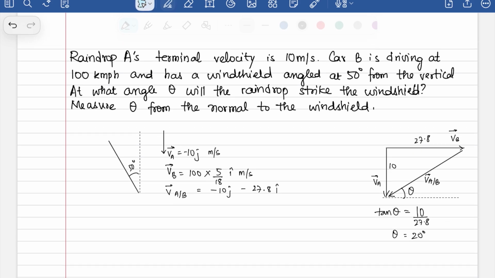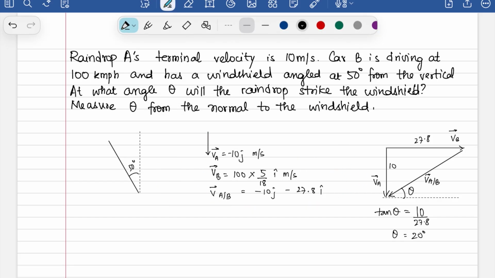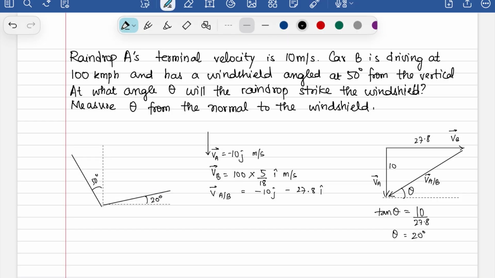So now if I were to sketch that same sketch that I initially had for the windshield, I can then have that with respect to the horizontal, there is an angle of 20 degrees. And the question asks for your answer to be with respect to the normal to the windshield. So if this here is your windshield, I'm going to say that this is 20 degrees, just so I can sketch it more easily. And this here is perpendicular to the windshield.